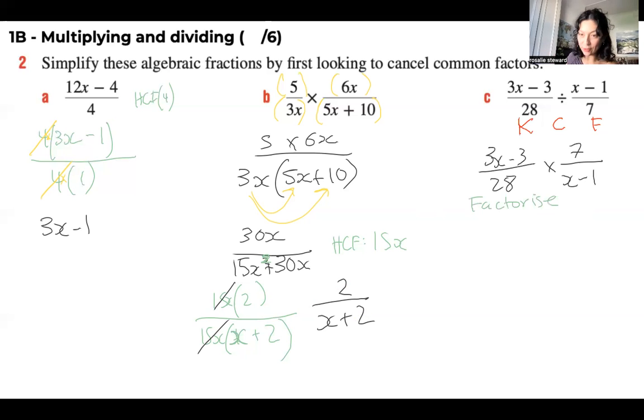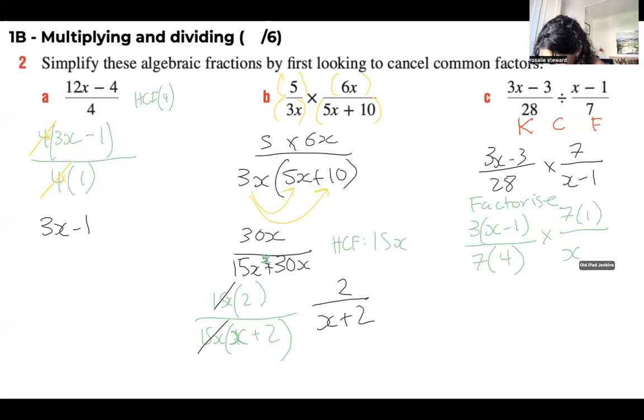Often the clue here is that the diagonal ones go together. So that 3x minus 3, I'm going to take out 3 as a highest common factor, which leaves me with x minus 1 in the middle. On the bottom there, that 28, I'm going to take out 7 as a highest common factor, and that will leave me with it being multiplied by 4. The 7, I'm going to take out the common factor of 7. It's a bit weird, but it works. And then on the bottom, I'm just going to leave that as x minus 1. Put that in brackets just for the sake of it.